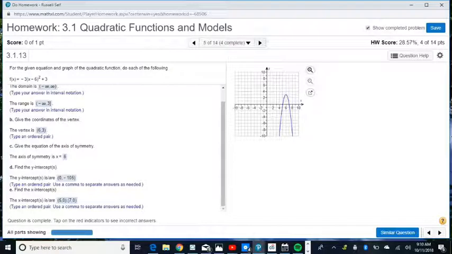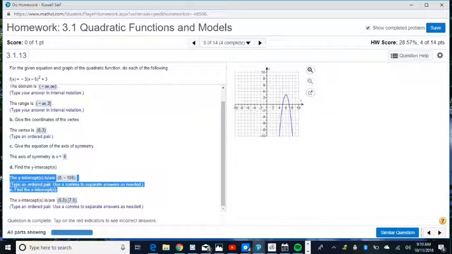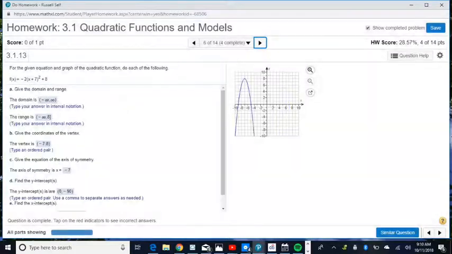Okay, so same information that time, just a different equation. Notice the -3 in front, that's what made this one open downward instead of open upward. When we look at the function, this -3 in front is what made it open downward. Okay, let's see the next problem.